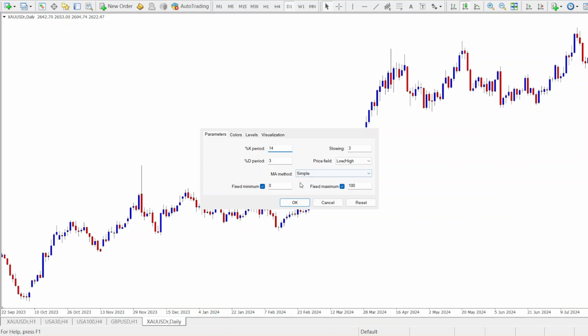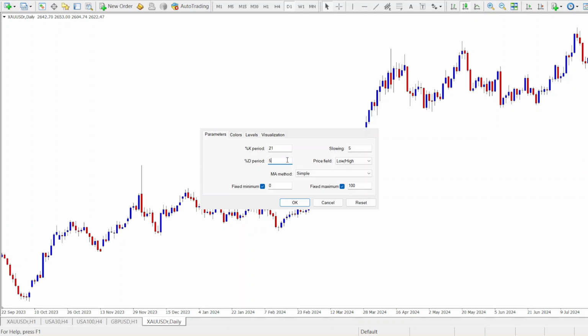But for more accuracy, especially in filtering out false signals, many traders prefer to use 5, 3 and 3 or 8, 3 and 3 for faster signals, or 21, 5 and 5 for smoother, more reliable signals on longer time frames.